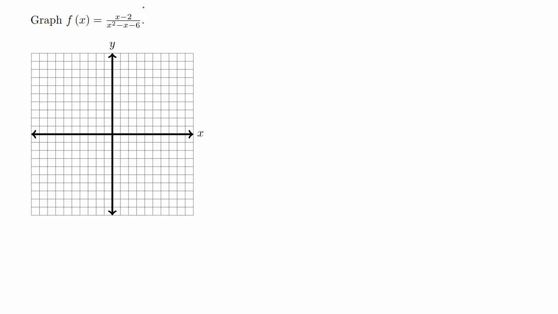Hello. In this example, we're going to graph f of x equals (x minus 2) divided by (x squared minus x minus 6). So the first thing we want to find is the vertical asymptote. In this case, we set the denominator x squared minus x minus 6 equal to 0.